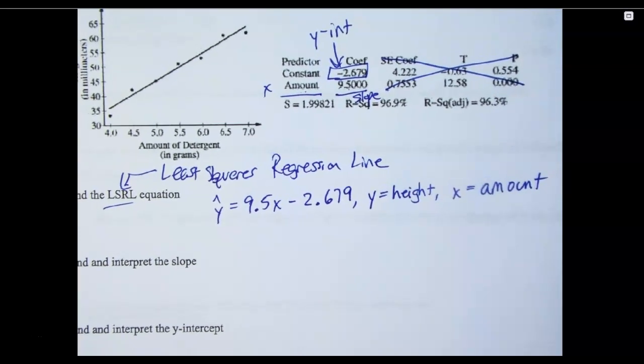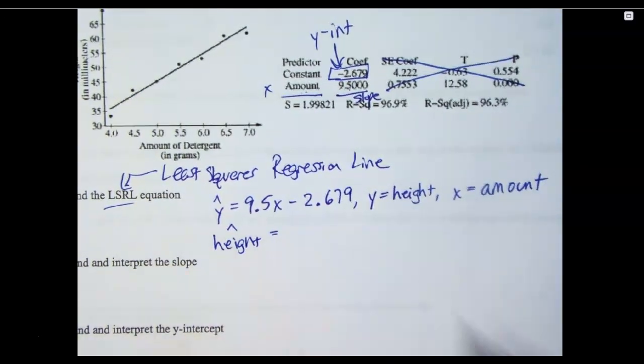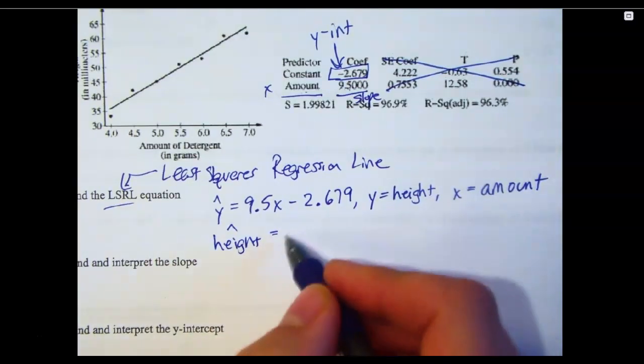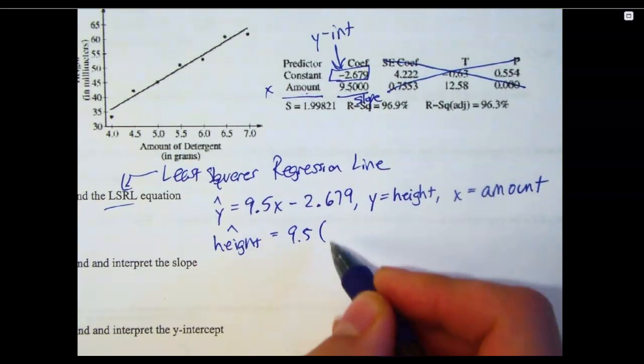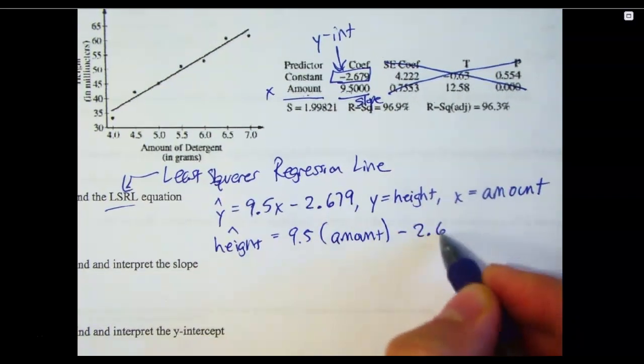The other way I could do it is to put these variables into the equation. You could say height hat. Remember, what's the hat mean? Predicted, expected. Equals 9.5 times amount minus 2.679.